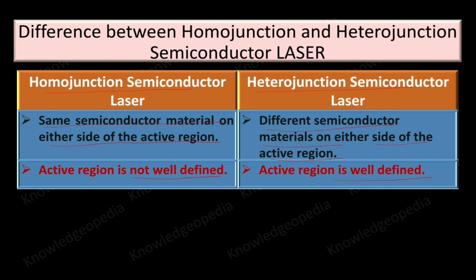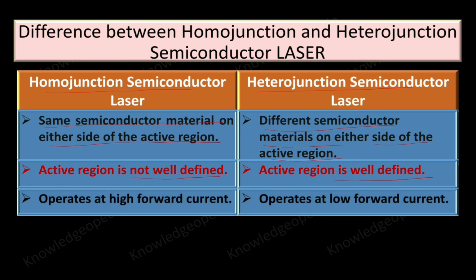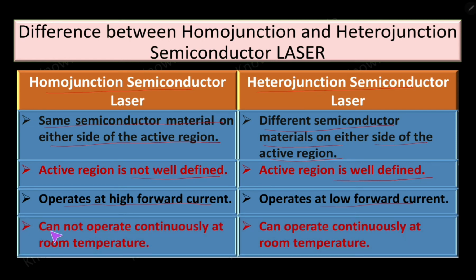Now coming to the forward current required for the operation of the devices, the homojunction semiconductor laser operates at high forward current, whereas the heterojunction semiconductor laser operates at low forward current. Further, we have also seen that the homojunction semiconductor laser cannot operate continuously at room temperature. Because of this, we get pulsed outputs in case of homojunction semiconductor laser. But the heterojunction semiconductor laser can operate continuously at room temperature, giving a continuous output.